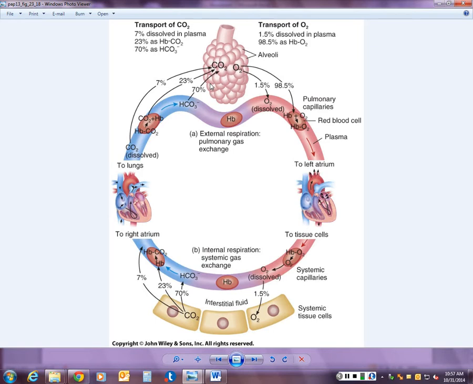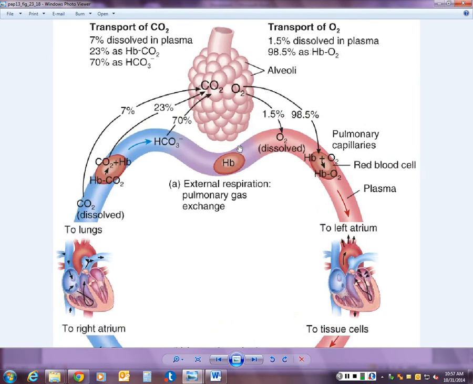So, in this discussion, we're going to take a look at how oxygen is transported and also how carbon dioxide is transported. And we'll begin with oxygen transport within the human body. If you take a look up top at the right hand side of the diagram, you'll see the two major ways in which oxygen is transported.